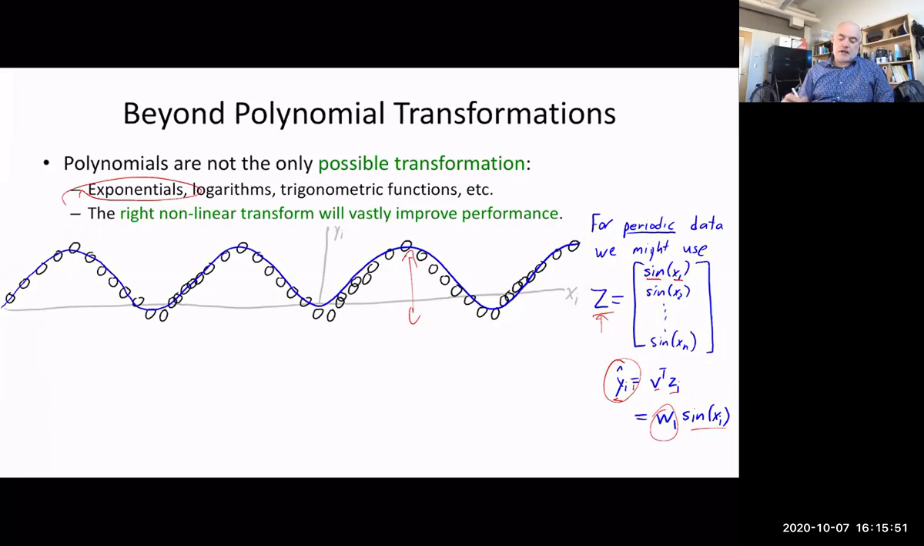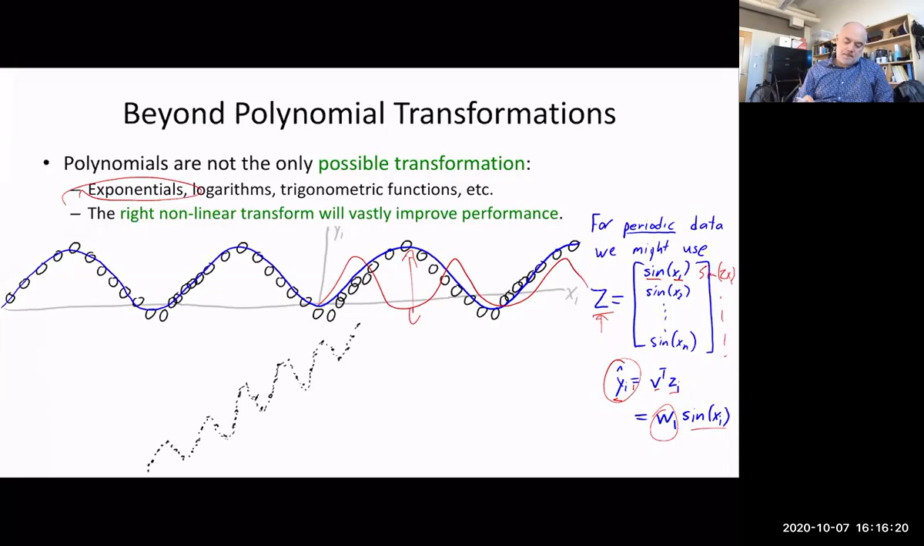sinusoidal feature. Of course, you could actually put different features in with different frequencies by simply making sine of 2x1, half of x1, so on and so forth. And then you would have features that have different frequencies, right? And you can select amongst them by fitting. Some of them will be zeroed out. Some of them will have high weights.